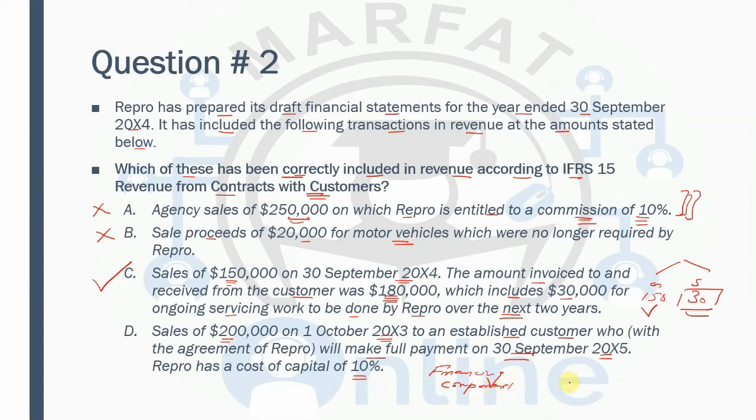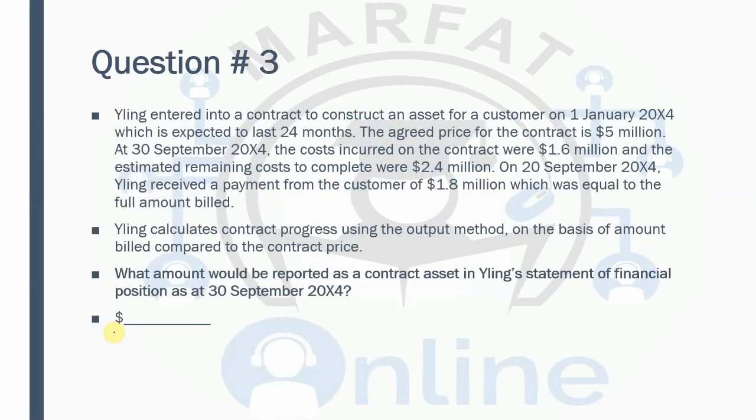That if the revenue will be received at some point in future, then the revenue should be recorded at the present value. Present value equals future value times (1 plus r) raised to the power minus n. They need to record the present value of 200,000 instead of the full 200,000. So D is also the incorrect option.